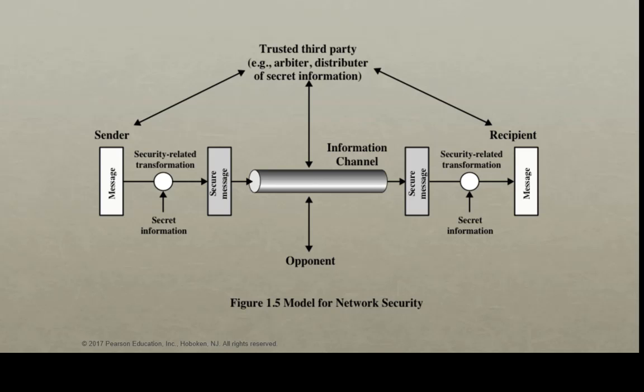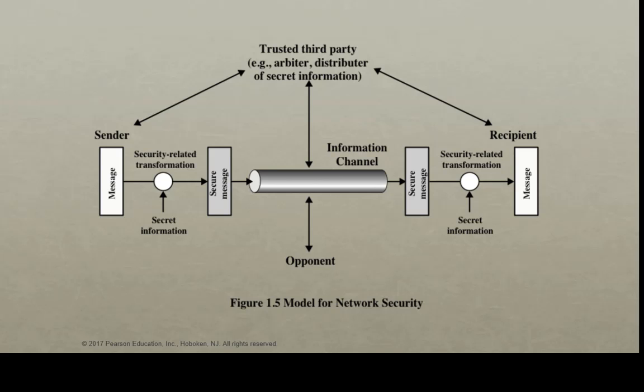Trusted third party. A model for much of what we will be discussing is captured in very general terms in this figure. A message is to be transferred from one party to another across some sort of internet service. The two parties, who are the principals in this transaction, must cooperate for the exchange to take place. A logical information channel is established by defining a route through the internet from source to destination and by the cooperative use of communication protocols, for example, TCP/IP. And this is used between the two principals.